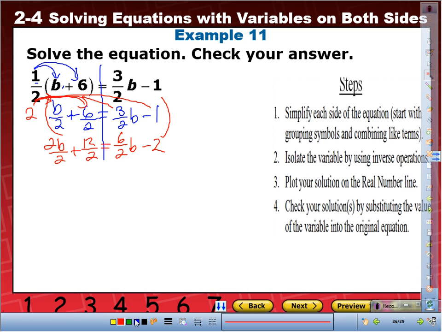Let's simplify those. What is 2 divided by 2? 1, and we're left with b plus 6 equals 3b minus 2. Do you know what to do from there? Finish it off, please. See what you get.